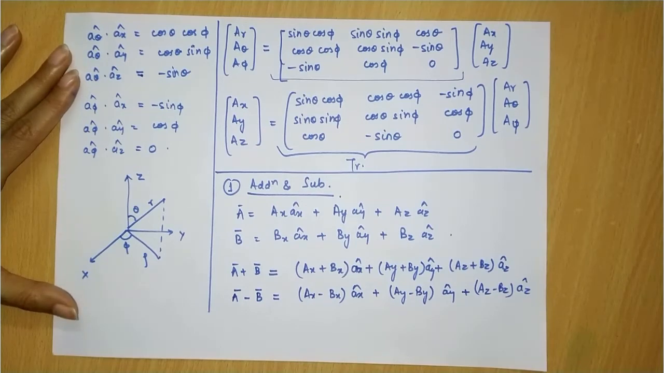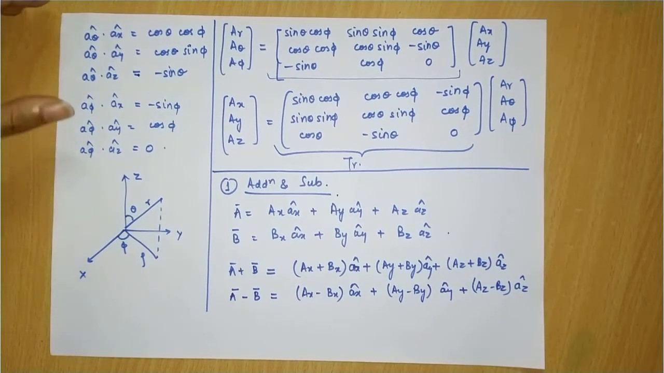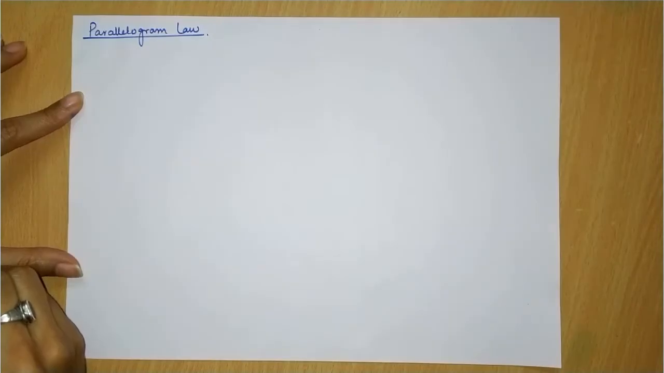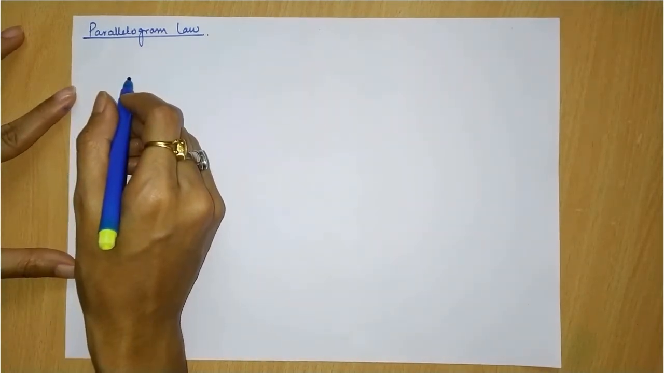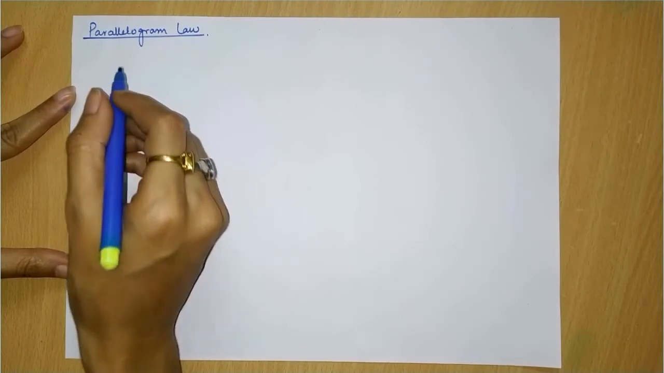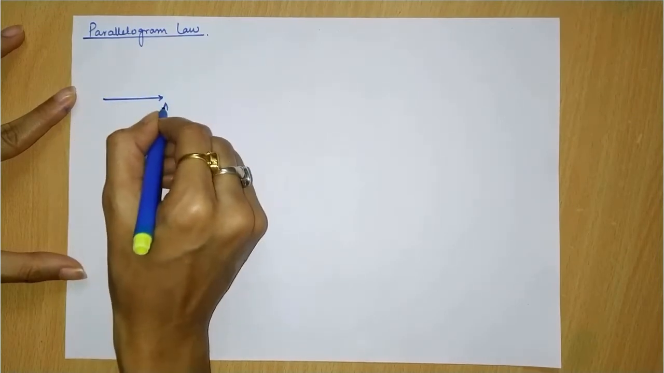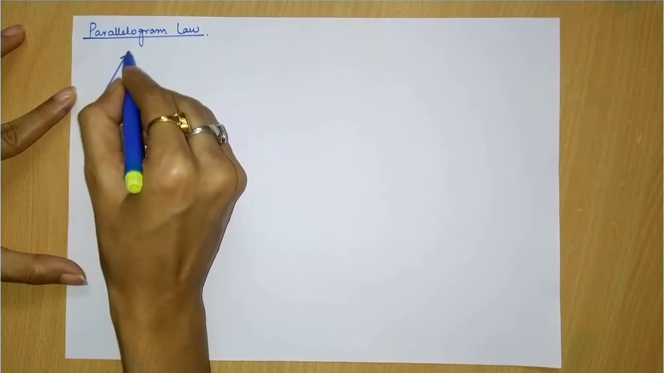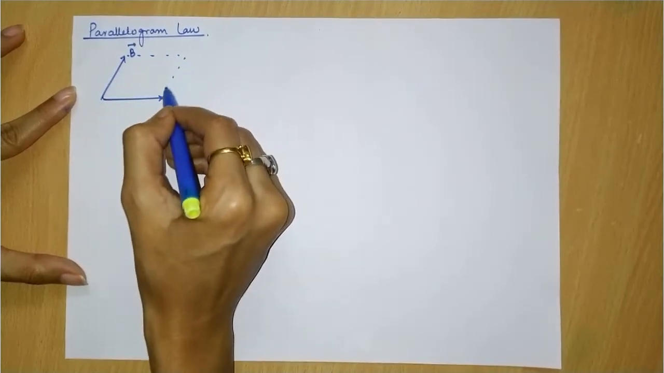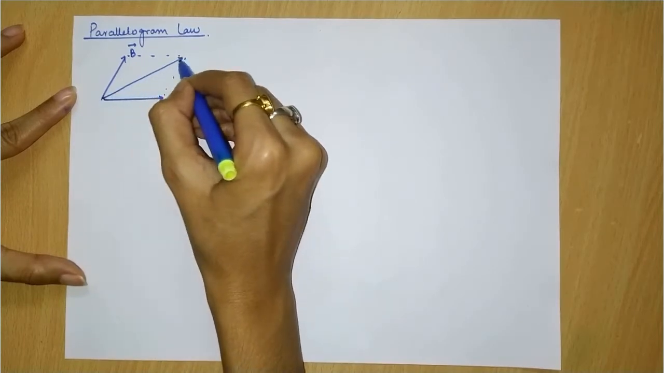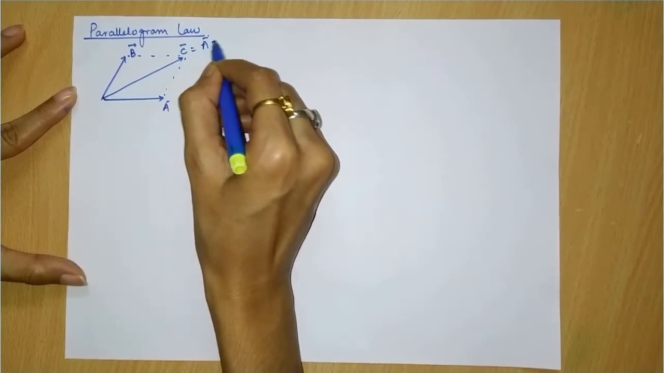Also, there are certain rules by which we can add two vectors, such as the parallelogram law. But this is only applicable for two-dimensional vectors. Now, here we draw two vectors and complete the parallelogram. That is vector A, this is vector B, and we complete a parallelogram. Then this is vector C, which is A vector plus B vector.